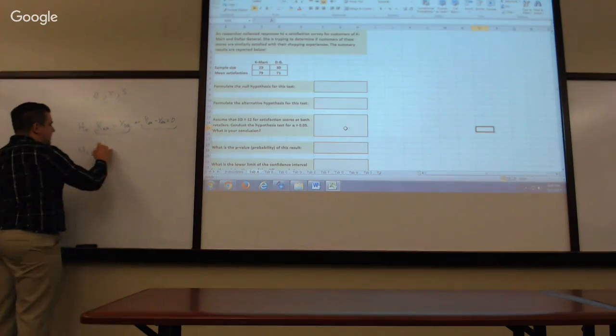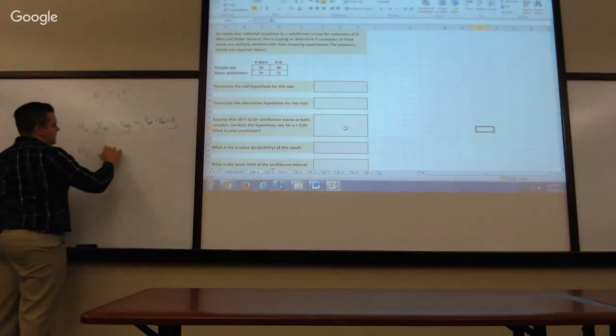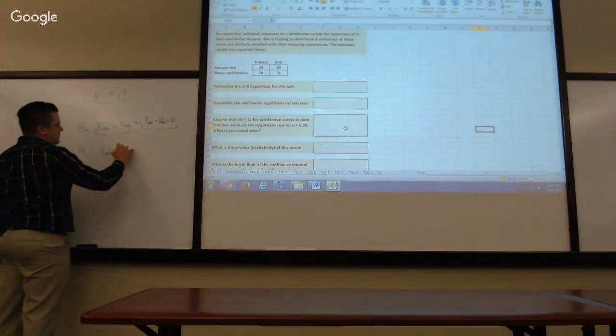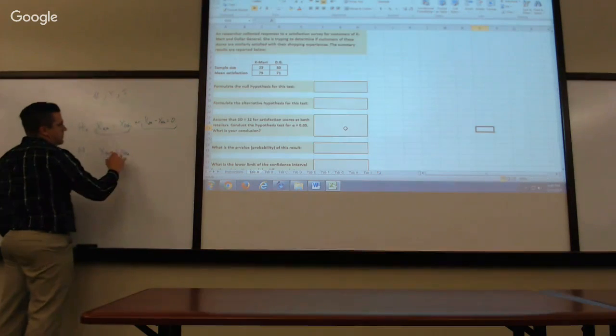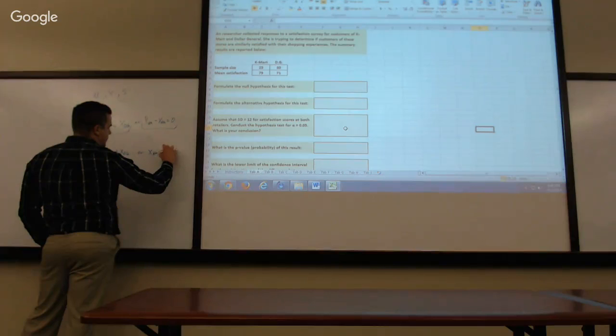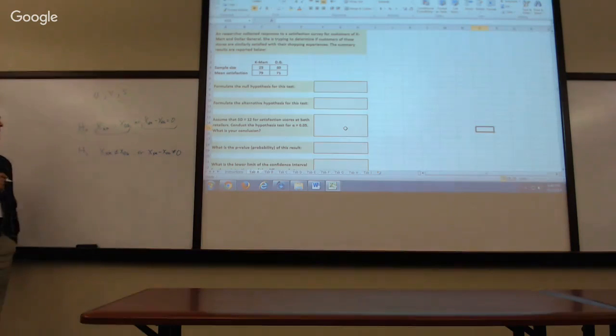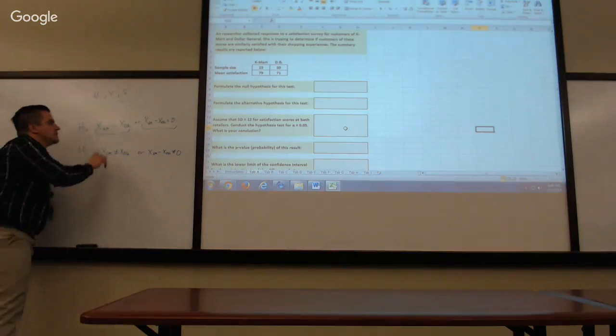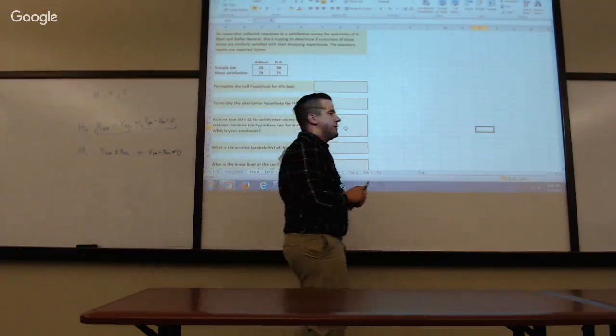Our alternative hypothesis then would be... so we're trying to test whether or not these 2 means are different.